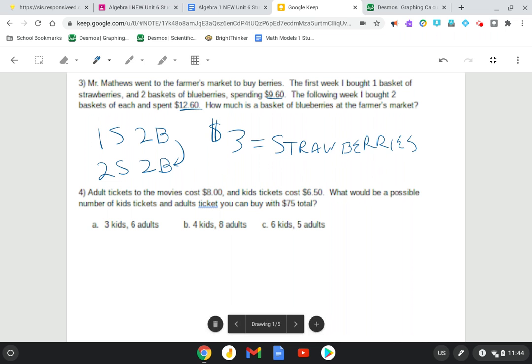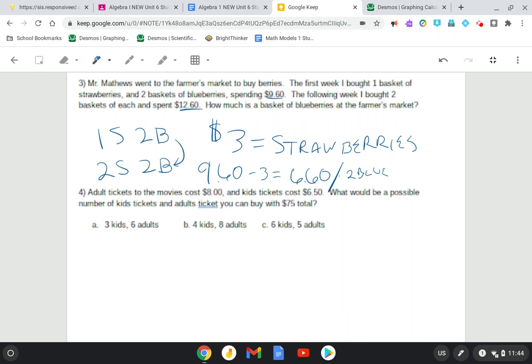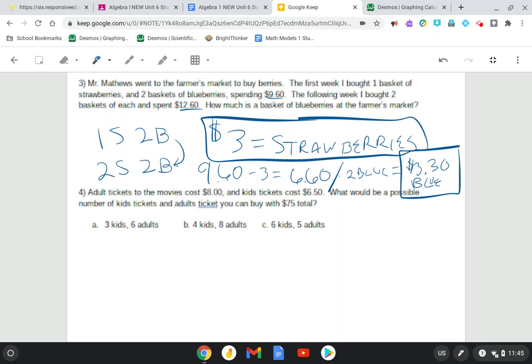If strawberries are $3, then I can easily use that information to find out how much it was in the first week. I had $9.60. If I do $9.60 minus $3, I end up with $6.60, which represents 2 blueberries. So then if I divide by 2, I get $3.30 for the blueberries. Sorry, I'm a little messy there. So strawberries are $3 and blueberries are $3.30.